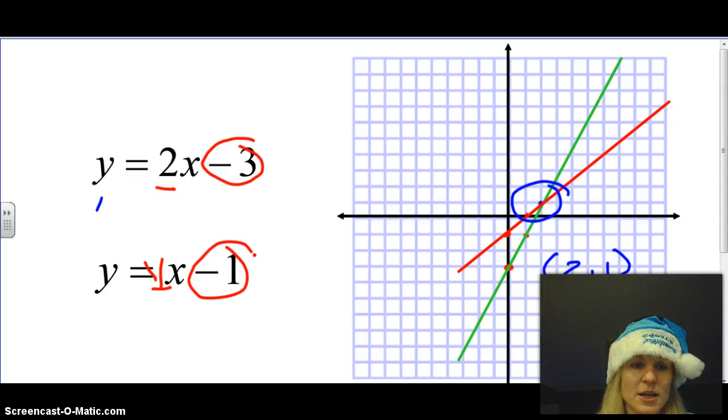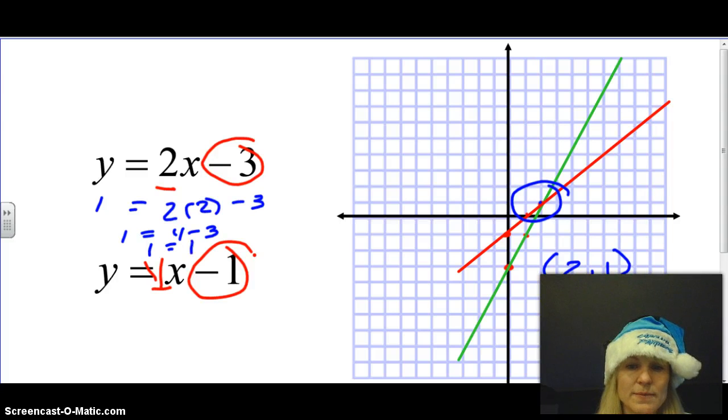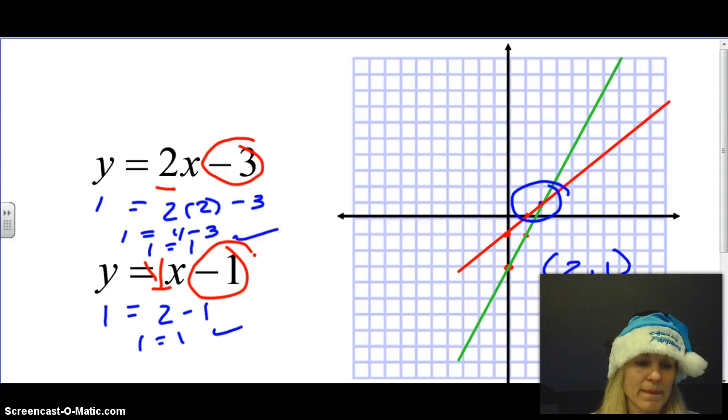So if I check my work over here, 2 in for x, 1 in for y, that gives me 4 minus 3, or 1 equals 1. And again, plug in my 2 for x and my 1 in for y, and I get 1 equals 1. So those both work, and I know I'm good to go.